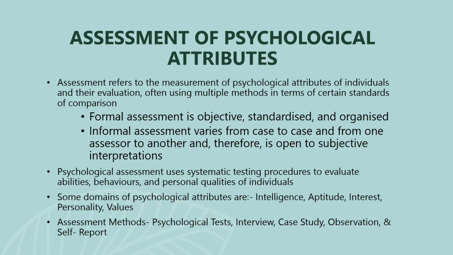Assessment of psychological attributes. Our first step towards understanding someone's psychological attribute is assessment. Assessment refers to the measure of psychological attributes of an individual and their evaluation, often using multiple methods in terms of certain standards of comparison. Assessments are of two types, formal assessment and informal assessment. Formal assessment is objective, standardized and organized, while informal assessment varies from case to case and from one assessor to another and therefore is open to subjective interpretation.